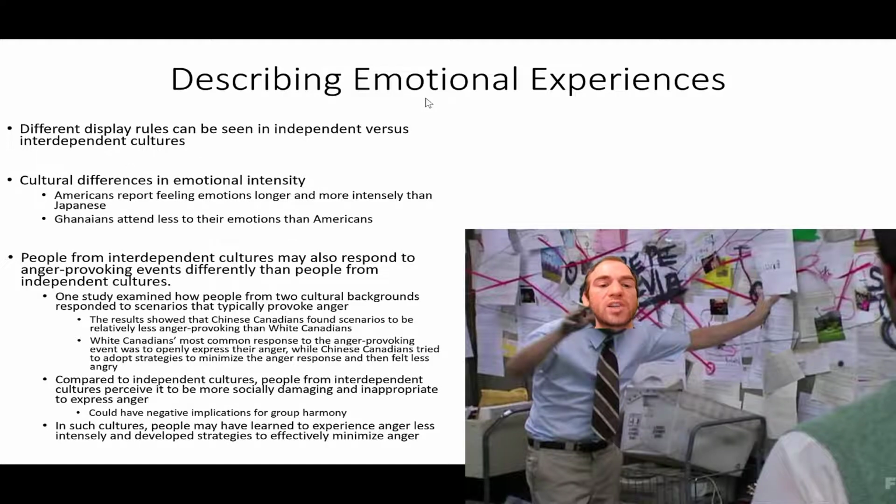The results showed that Chinese Canadians found the scenarios relatively less anger-provoking than white Canadians, and white Canadians' most common response to the anger-provoking event was to openly express their anger, while Chinese Canadians tried to adopt strategies to minimize the anger response and then felt less angry. Compared to independent cultures, people from interdependent cultures perceive it to be more socially damaging and inappropriate to express anger, which could have negative implications for group harmony. In such cultures, people may have learned to experience anger less intensely and develop strategies to effectively minimize anger.